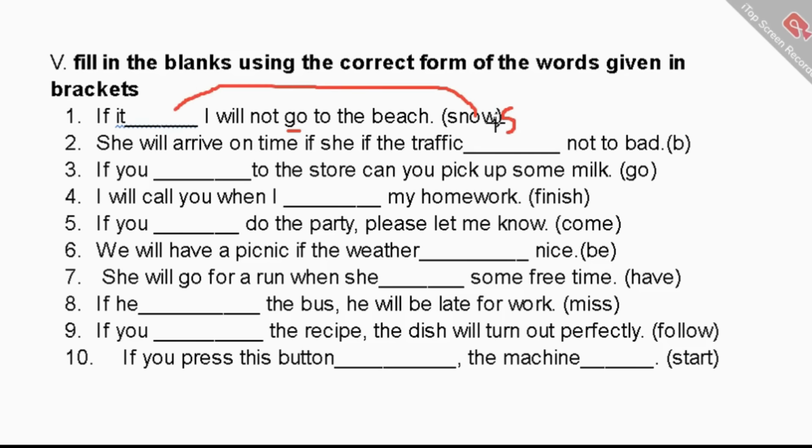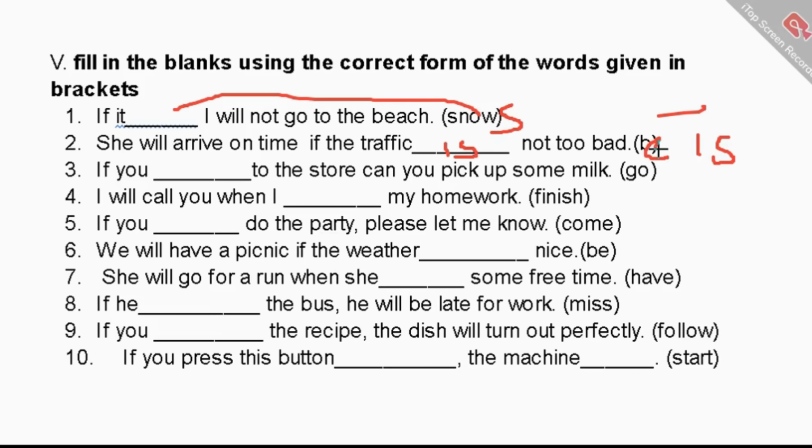Next, the second one: she will arrive on time if the traffic dash not too bad. Here we have first conditional; I have just changed the position. She will arrive on time, first I have written this, then the if clause. You can use vice versa. First you can write the if clause, then you can shift this one here. If you dash to the store, can you pick up some milk? Simply this go will come this side, no changes. Next, here we have I will call you when I dash my homework. When I finish, present simple finish here, I will call you. This is the first conditional.